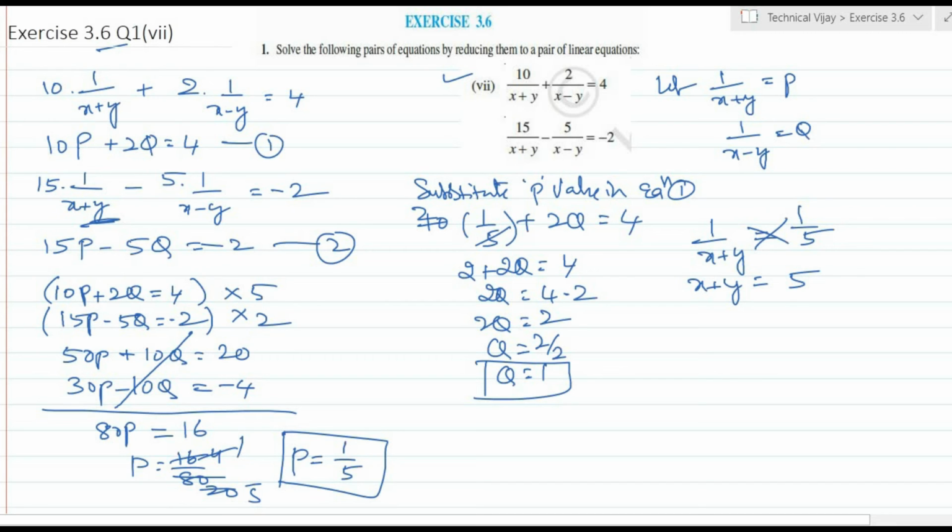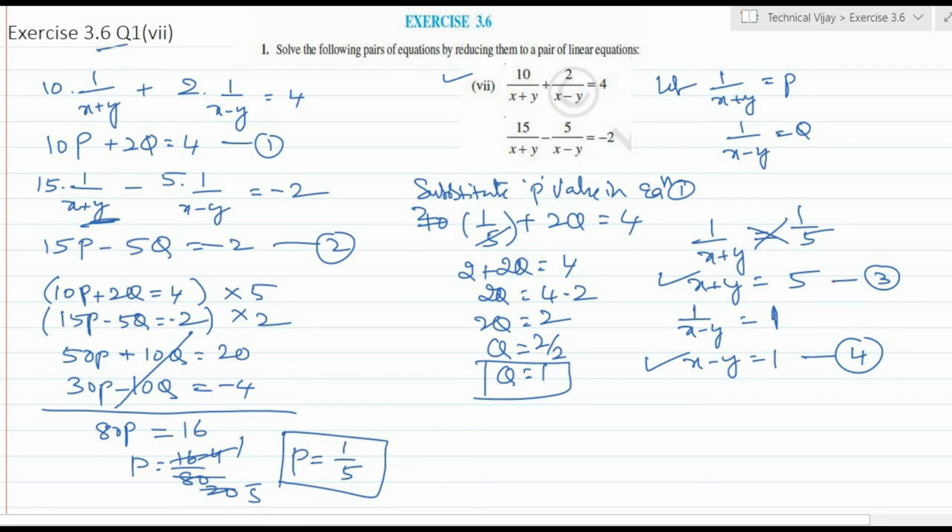Okay, this one is equation 3. So here 1 by x minus y is equal to q. Q means what? 1. Okay, here cross multiplication, x minus y is equal to 1. So this is the fourth equation. You consider this third and fourth equation because we have to solve for x and y values.